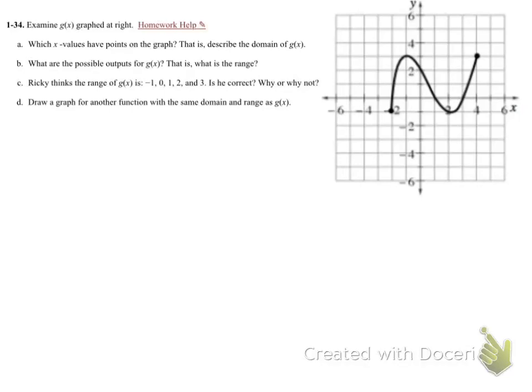Taking a look at problem 1-34, we're looking at this graph and figuring out in problem A the possible x values on the graph, which is the domain for that graph. The x values are going to go from here at -2 over to here at +4. So the domain of this graph is going to be -2 to +4.